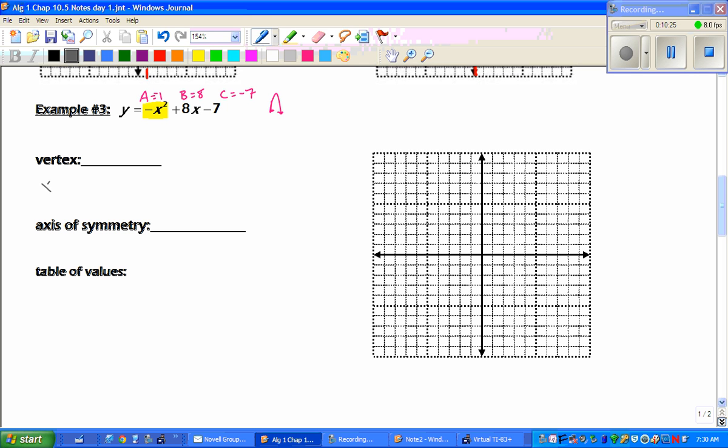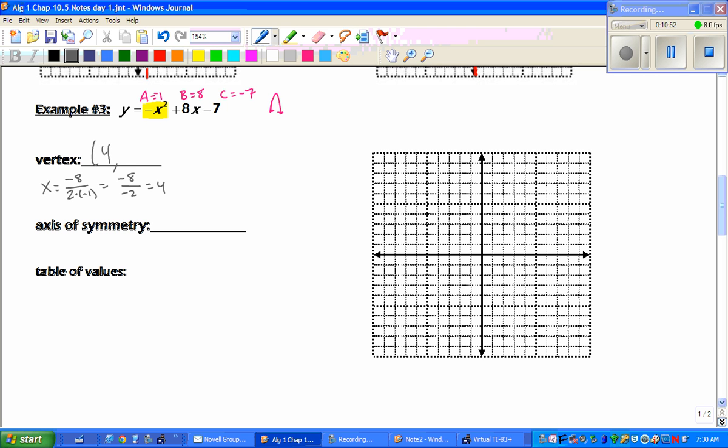Alright, so we have to find the x point of the vertex. So we're going to do the opposite of b, which is -8, divided by 2 times a, which is -1. That's -8 over -2. And that is 4. So our vertex, the x point, is 4.